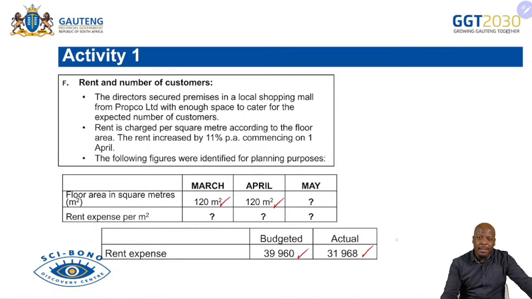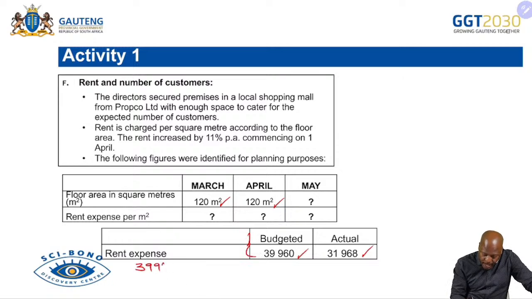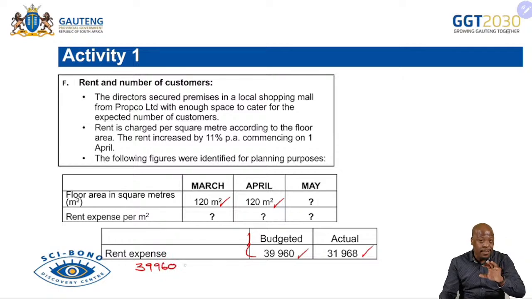What happened is we had budgeted 39,960 due to the floor space that we were occupying. What does that mean? Let's see. If we are using the budgeted, let's go to the budgeted. We had budgeted 39,960. This is in accordance to the floor space that we are occupying.